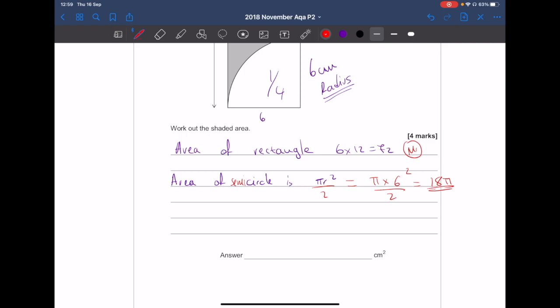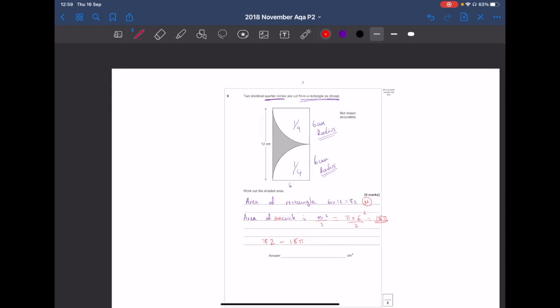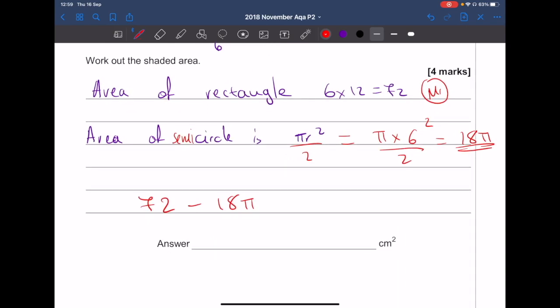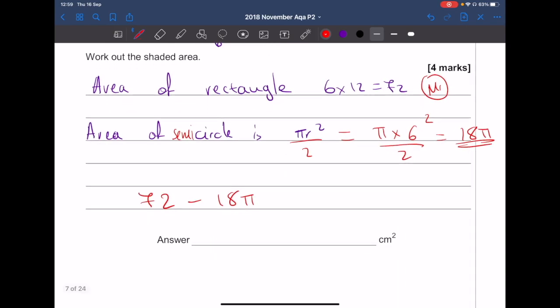And then in a calculator, I would type 72 take away 18 pi. It's not asking you for your answer to any significant figure or anything like that. So anything between 15.4 and 15.5 should be your answer for that.